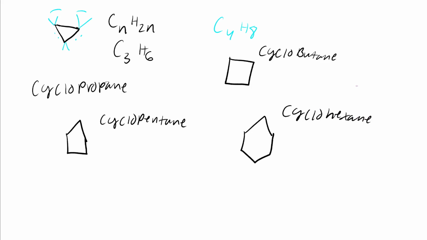So if it's just by itself with no substituents, then it's pretty easy to do. Just cyclo and then the parent name. In this case, there are 4 carbons. 4 means butane, so cyclobutane, cyclopentane, cyclohexane, cyclopropane.